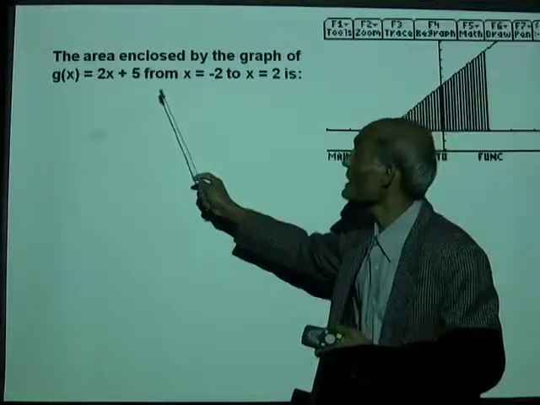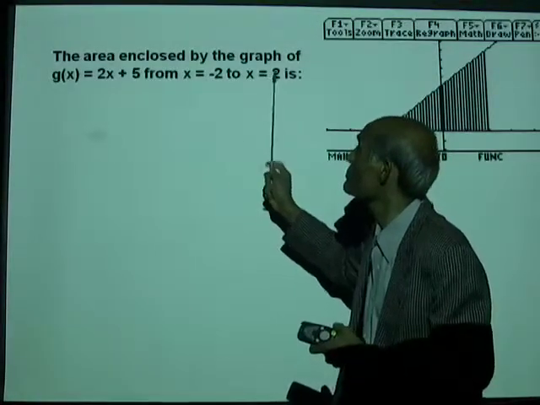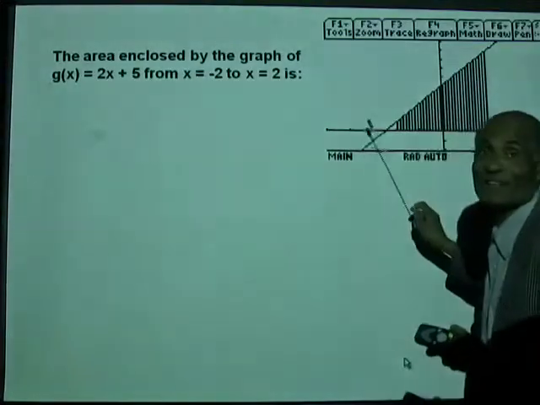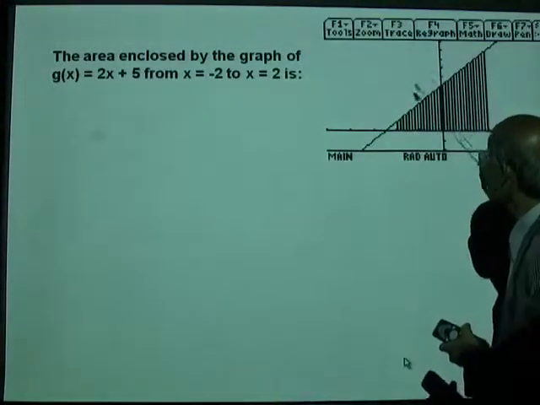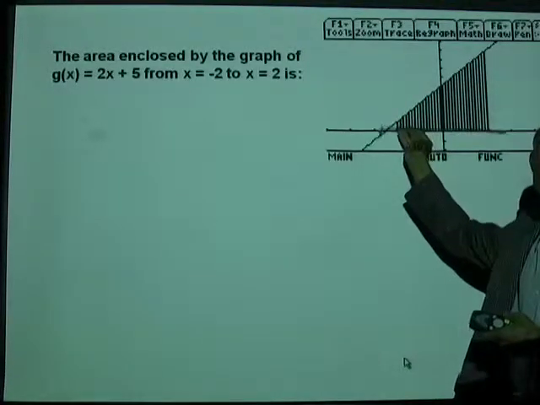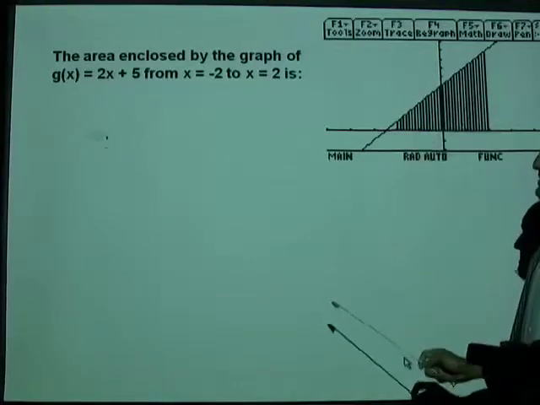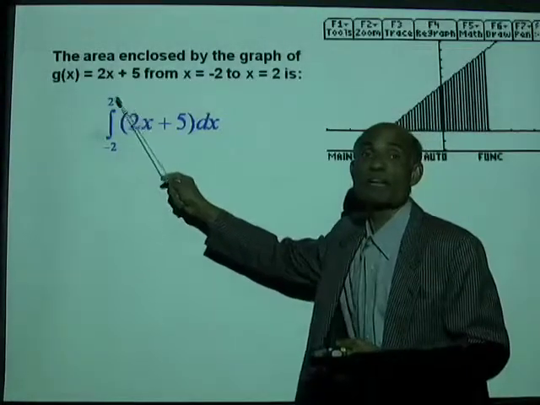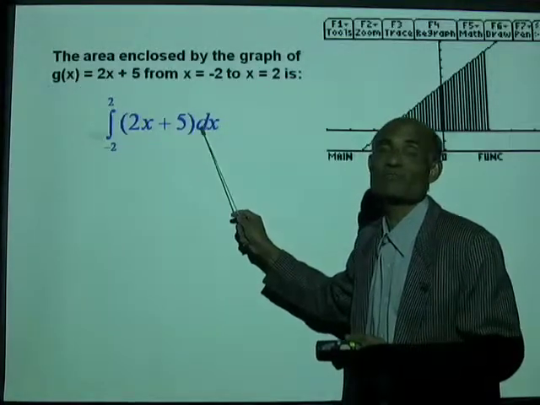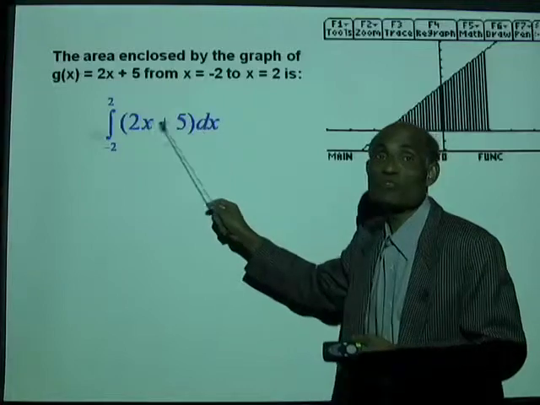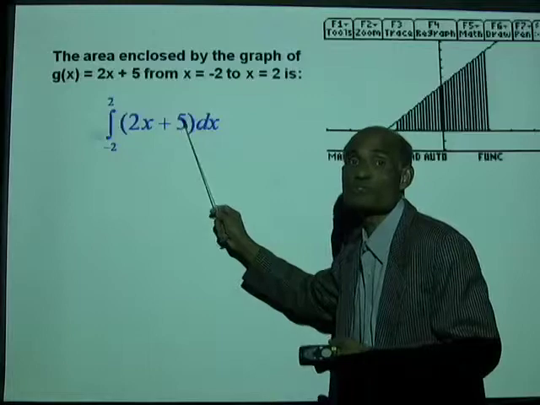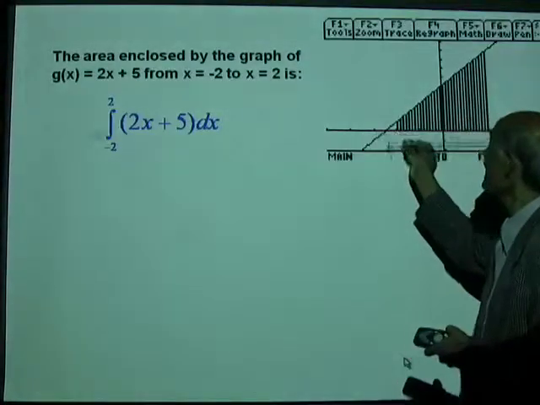Well, that will be the integral from -2 to 2 of 2x plus 5 dx. And that is a measure of this area, in other words, the area enclosed by g of x with the x-axis. That's right. It is given by the integral from -2 to 2 of 2x plus 5 dx, a measure of the area enclosed by g of x equal to 2x plus 5 with the x-axis.